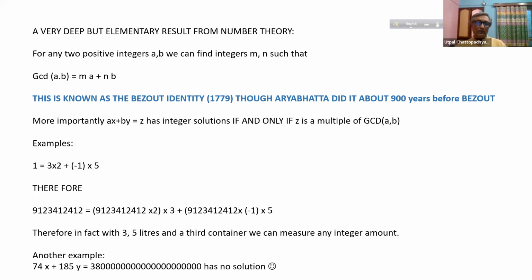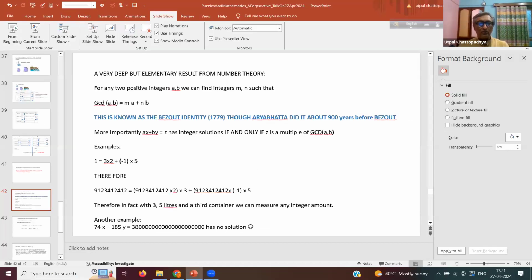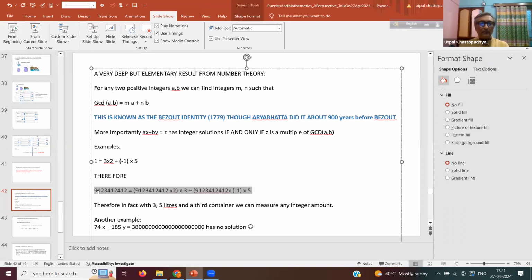So now you can see one fallout. If you can write 1 equal to 3 times 2 plus minus 1 times 5, you can then express any integer as a linear combination of this 3 and 5, right? Look at this statement. In this statement, I have expressed this horrible number 9, 1, 2, 3, 4, 1, 2, 4, 1, 2 as a linear combination of 3 and 5. How? By just multiplying the previous equation by that horrible number.